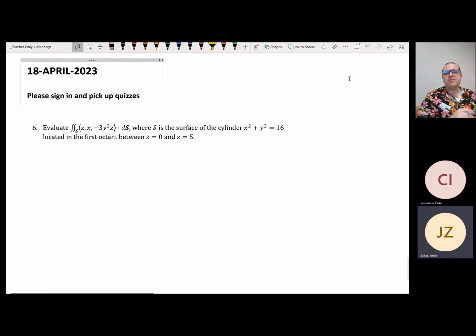There you go. Again, assuming positive orientation, evaluate the outward flux of the field zx minus 3y squared z through the surface of the cylinder x squared plus y squared equals 16, located in the first octant between z equals 0 and z equals 5. And John's going to do this for us. Got it. Let's see. I'd be surprised if it was actually correct, just looking at it and being able to do that.